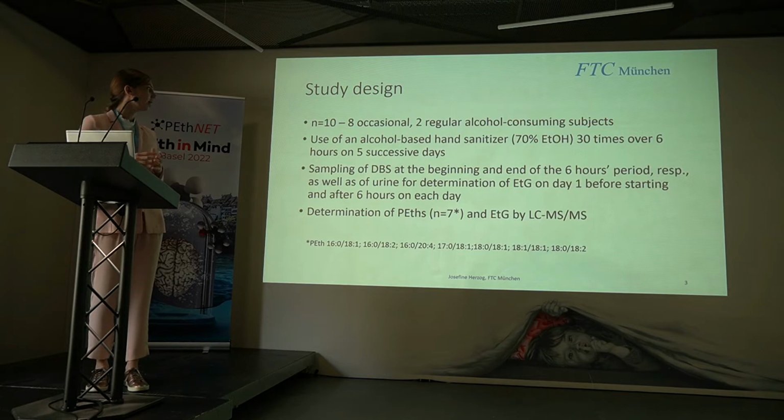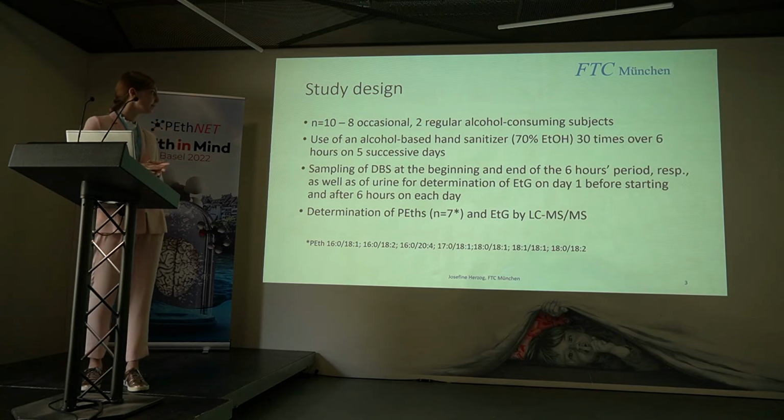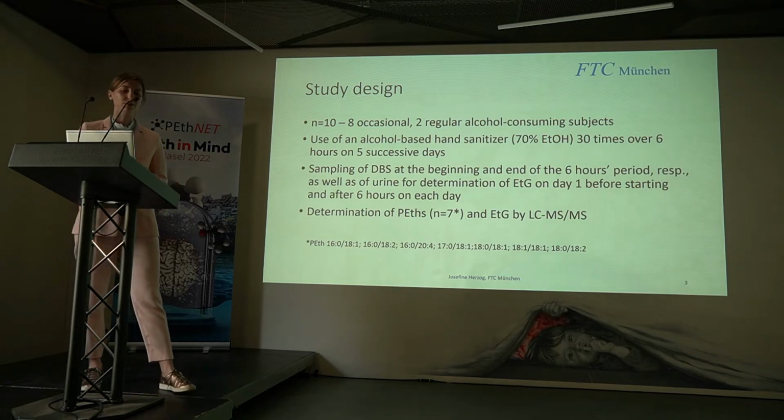The study itself was that they had to use an alcohol-based hand sanitizer 30 times over 6 hours on 5 successive days. That means they had to use it every 12 minutes. Sampling was done by collecting DBS at the beginning and the end of every 6 hours on every single day. And on the very first day, initial urine was collected as well before the 6 hours to determine their initial ETG concentration. And on every other day, urine was collected after 6 hours.